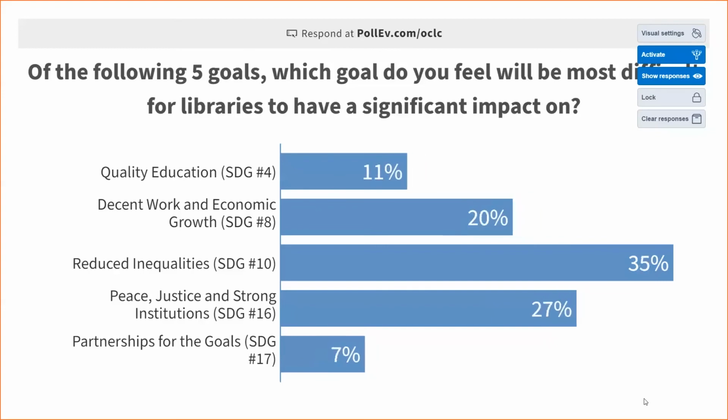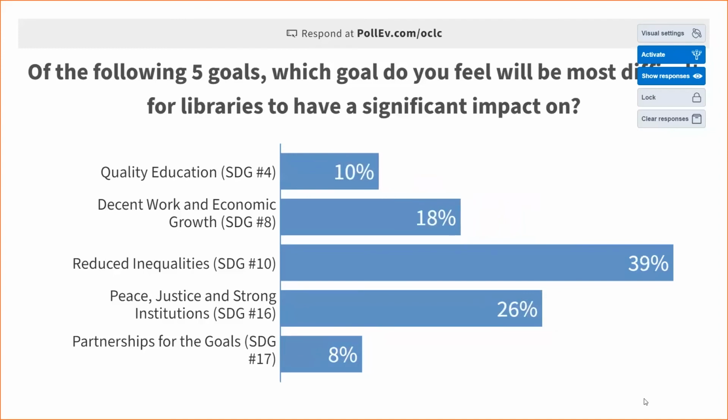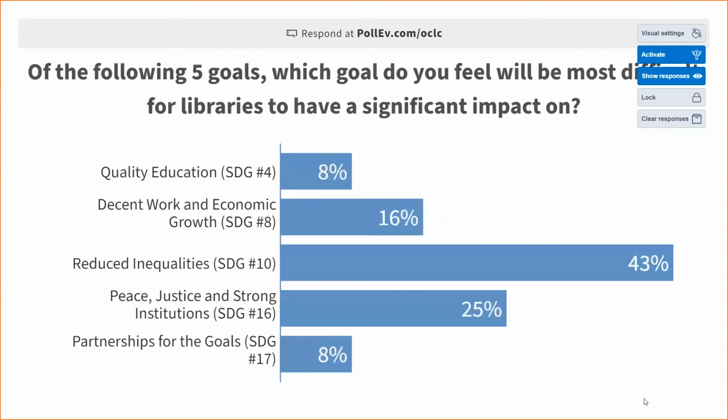That's great. Thank you, everyone. We can see there that SDG 10, reduced inequalities, is quite some way ahead of the next, which is peace, justice, and strong institutions. We did earlier see decent work and economic growth coming up, but now we're certainly seeing reduced inequalities as a major area of our focus. So that's really, really helpful. So thank you for everyone who's participated in that poll. That's really invaluable information.